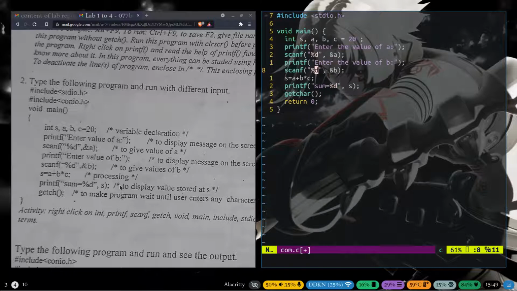Sum is equal to A plus B times C. Sum is equal to... what is C? C is equal to 20? Oh yeah, A plus B times C. Just to observe the output.